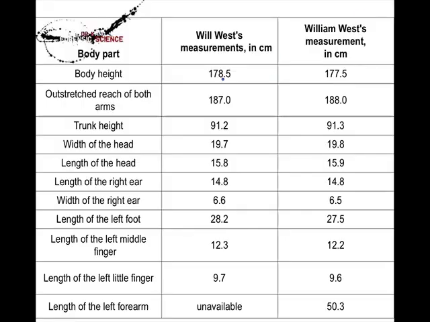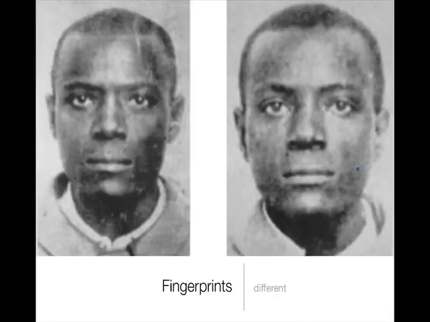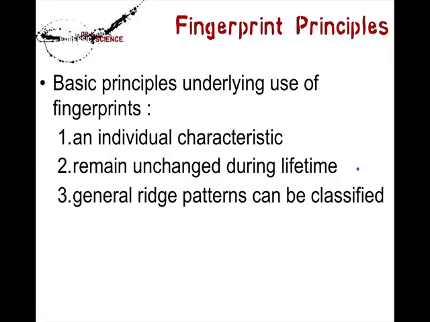And you can see here are the measurements. Here's the body height, as well as the trunk, and so on. And the other prisoner's name was William West. And what was amazing was they looked almost the same. But then they took their fingerprints, and their fingerprints turned out to be very different. So that is the start of fingerprinting.